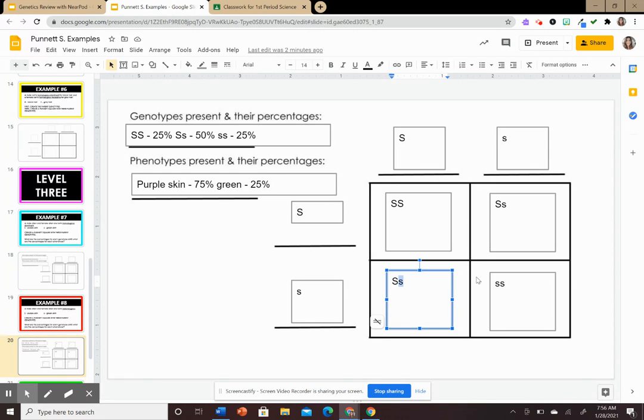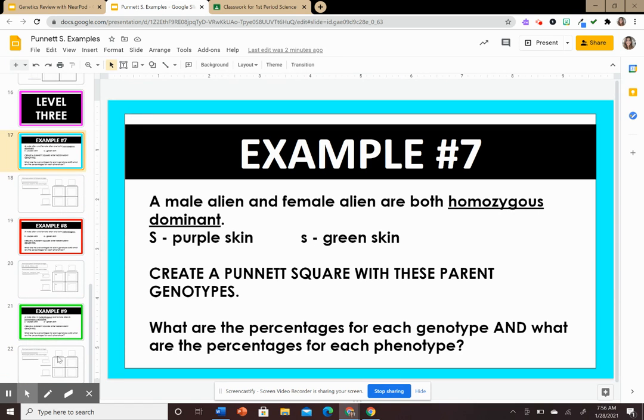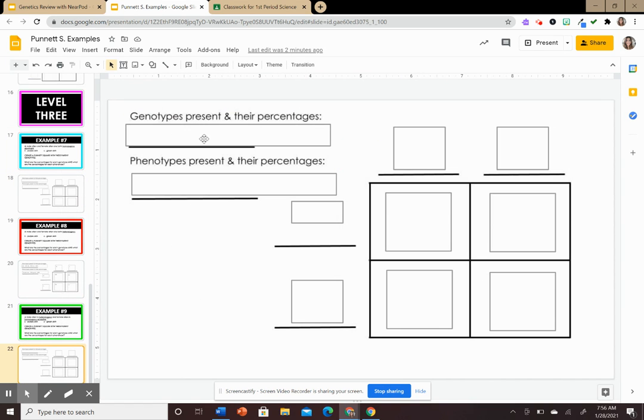I hope this helps. This right here is what you will do for example 7 and example 9. You got to have those genotypes, phenotypes, and percentages. If you have questions and you need some help, or if you want me to just check an example, make sure you shoot me an email, please, and let me know if you have any questions.